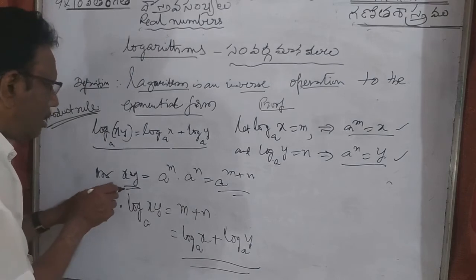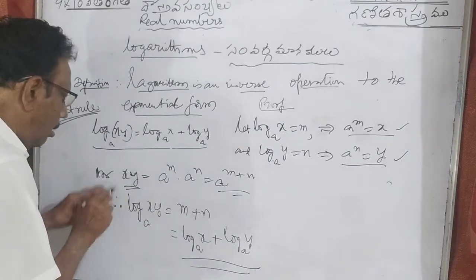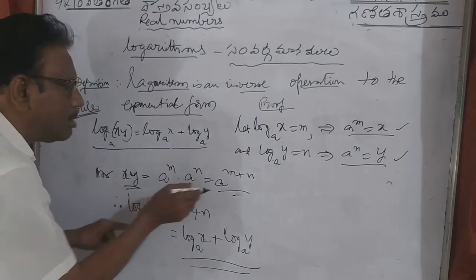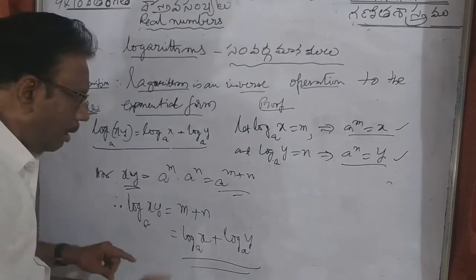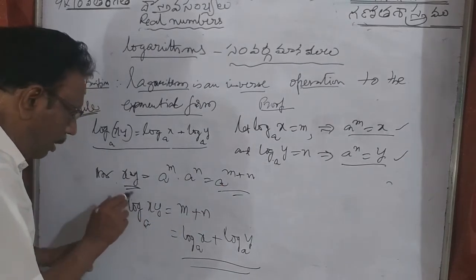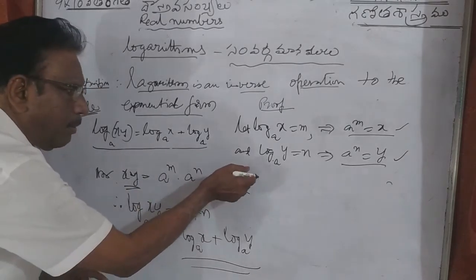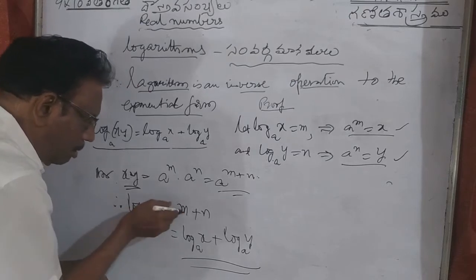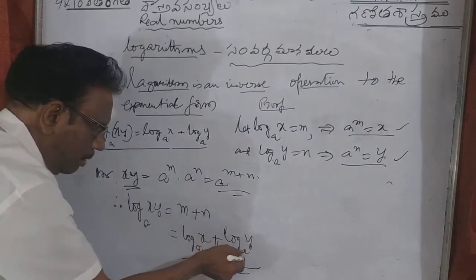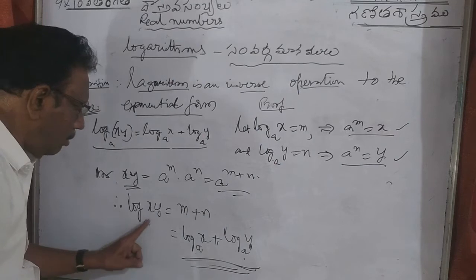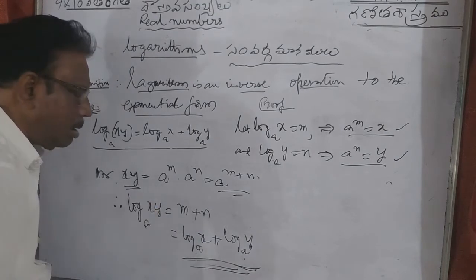So xy is equal to a to the power of m plus n. Then put the logarithm here. Log of xy to base a is equal to m plus n. Again see, this is exponential form, this is logarithmic form. So log xy to base a is equal to m plus n. What is m plus n? It is log x to base a plus log y to base a. So in this way, log xy to base a is equal to log x to base a plus log y to base a. Understand? So this is the proof of the product rule.